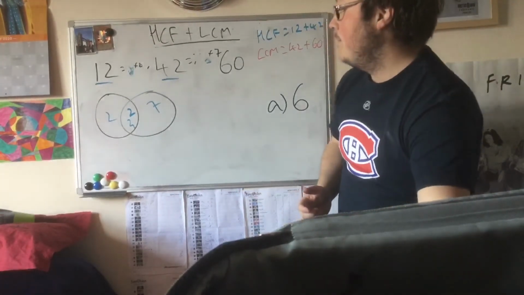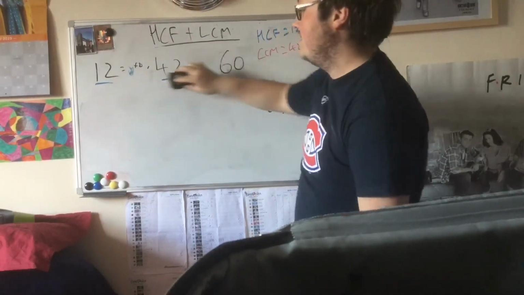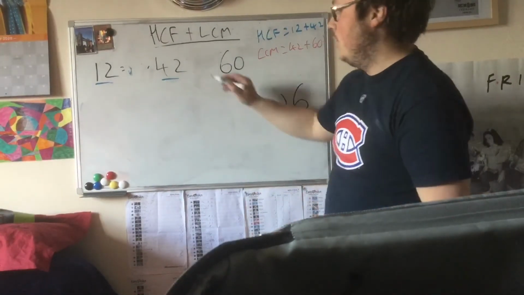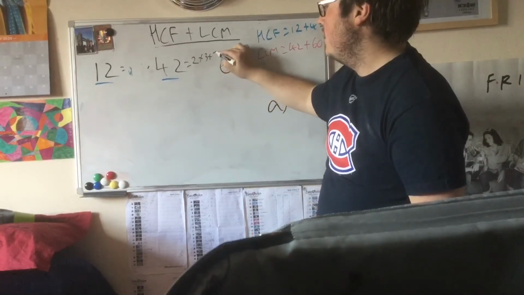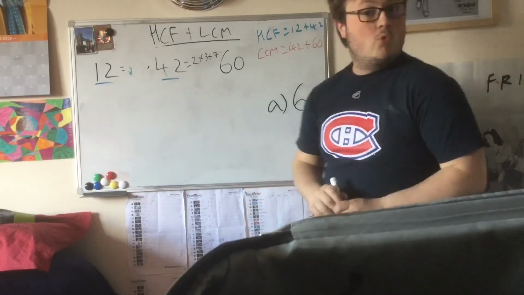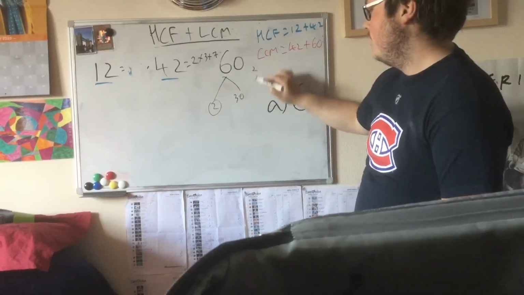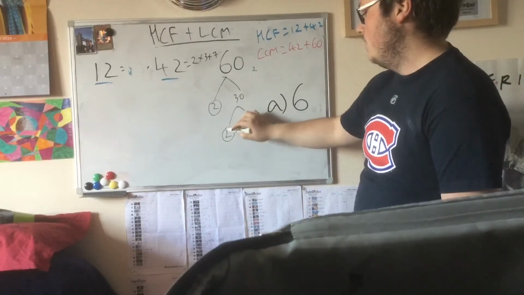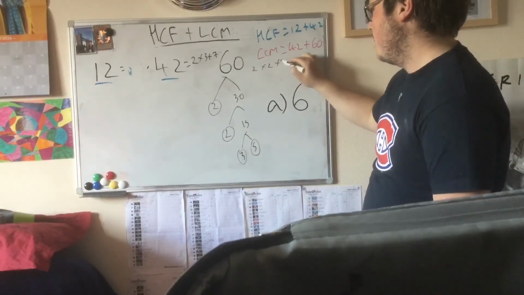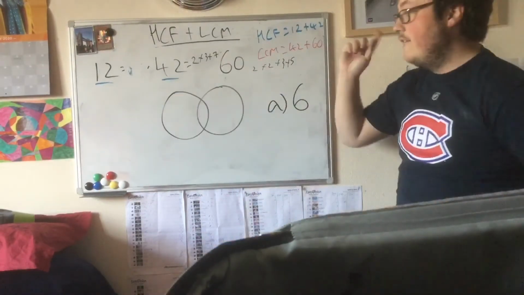Now to find the answer for part B, we need to find the lowest common multiple of 42 and 60. The good thing is we've already found the prime factors of 42, which were 2 times 3 times 7. We just need to find the prime factors of 60. So let's split the 60 into 2 and 30, circle the 2. Split the 30 into 2 and 15, circle the 2. And split the 15 into 3 and 5 and circle those.